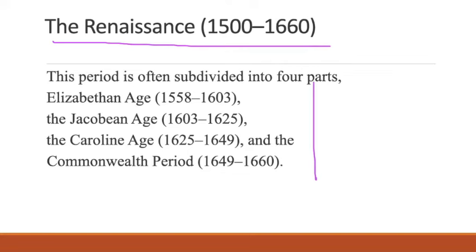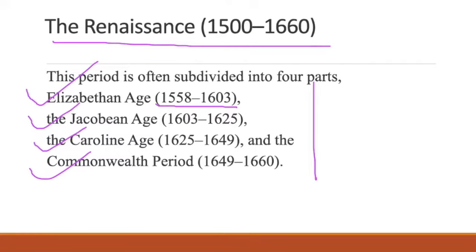So, the Elizabethan age, a very important age, is the time period 1558 to 1603. As the name suggests, Queen Elizabeth ascended the English throne in the year 1558. She continued till 1603. So the time period named after Queen Elizabeth is the Elizabethan age, 1558 to 1603. Then comes the Jacobean age from 1603 to 1625. Then the Caroline age, 1625 to 1649. And then the Commonwealth period, 1649 to 1660.